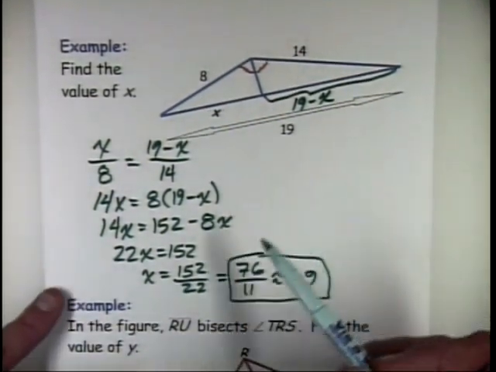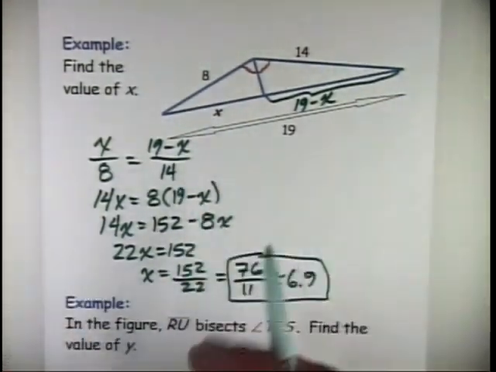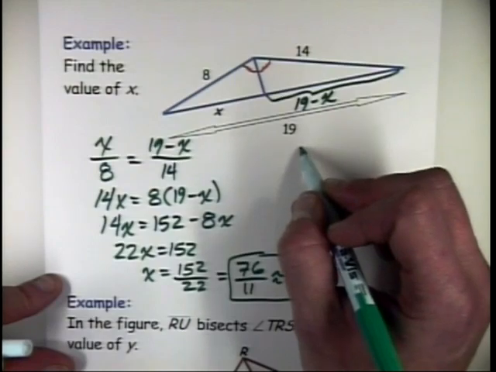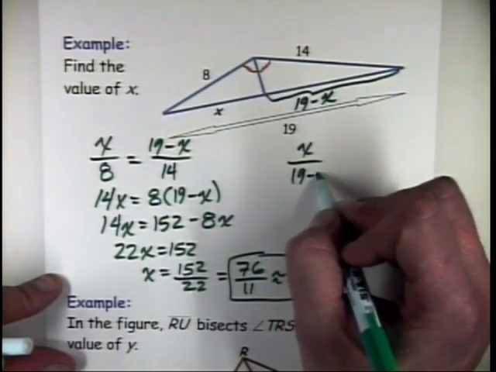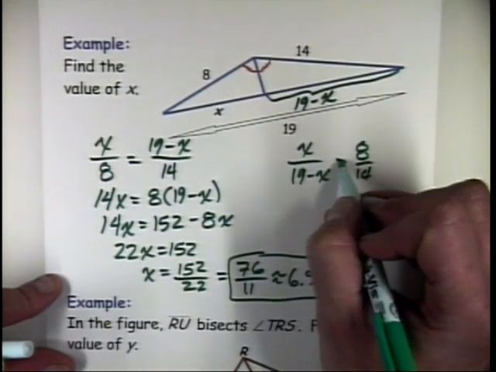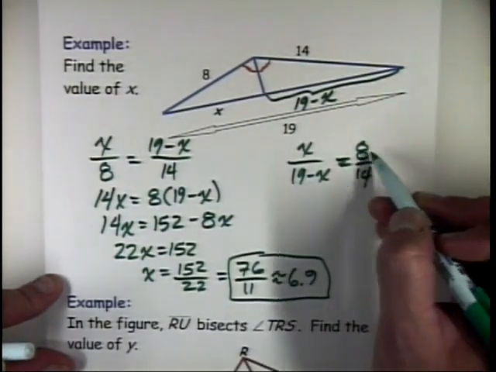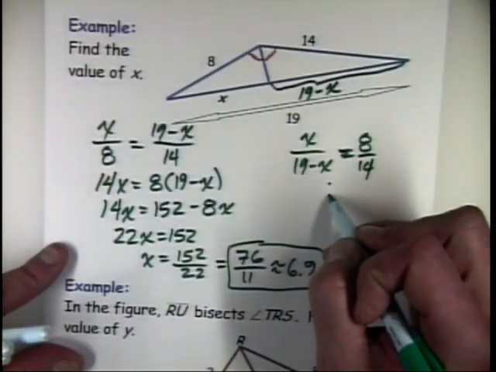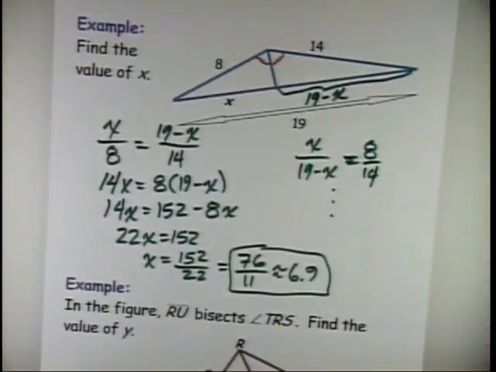So we have our answer. Now there's another way we could have set that up. I will set it up, but I won't solve it. We could have set it up as x is to 19 minus x, left to right, as 8 is to 14. We would have gotten the same answer, and in this case we could have simplified 8/14 before we cross multiplied. So I'll let you try that one on your own, and give me an email if you have any problems with it.